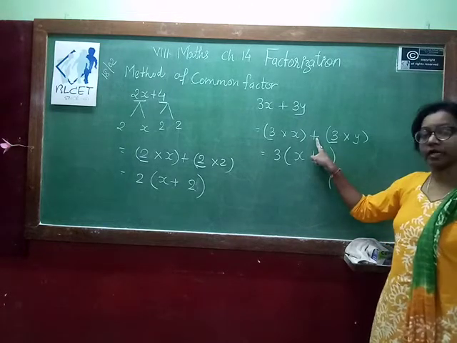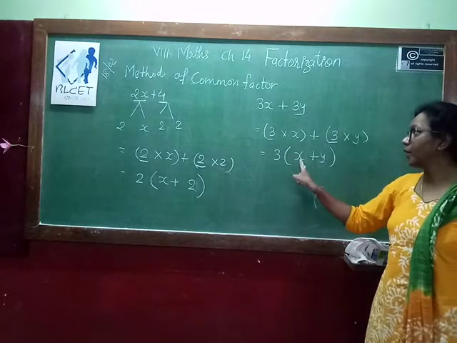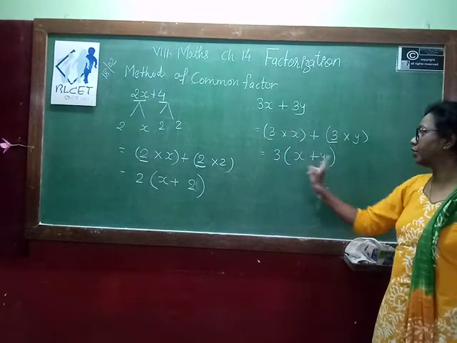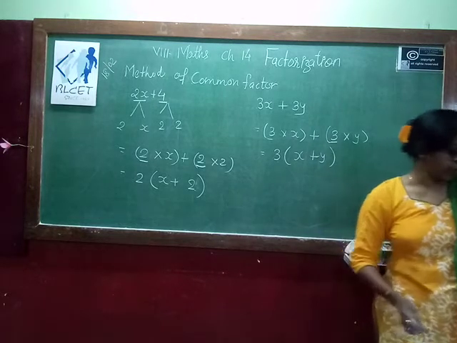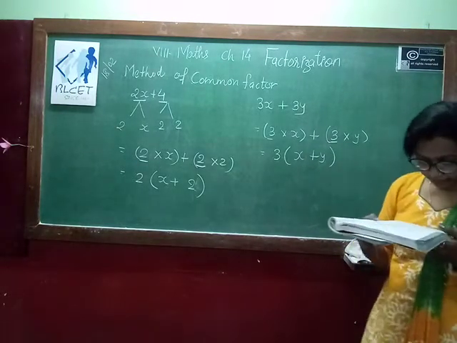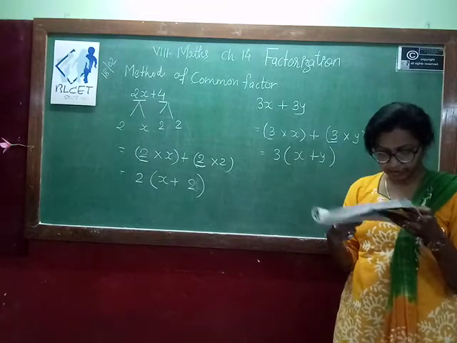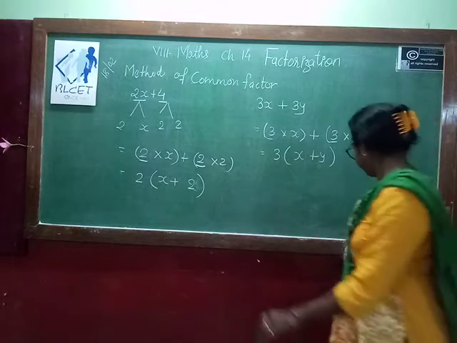Whatever terms are left behind, we have to keep in the bracket. Take care of the sign: the middle sign is plus, so we have to write plus here. Check the answer: 3 into x, 3x, plus 3 into y, 3y. So this way we can find the factors with the help of the common factorization method. Suppose we see one more example, that is 5xy plus 10x.